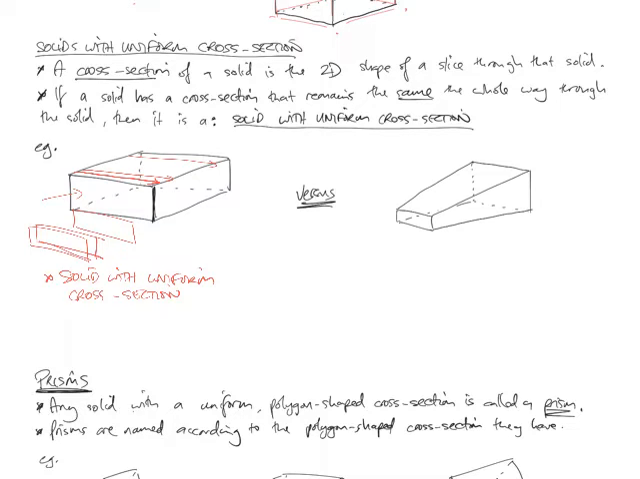That's versus this shape here. You can see the front face is a small rectangle, the back face is a large one. So it's getting bigger as you go in that direction. So if I cut here, you would have a small rectangle cross-section. If I cut in the middle here, it would be a slightly bigger rectangle. If I cut at the back, it would be a larger still rectangle. So that is not a solid with uniform cross-section.